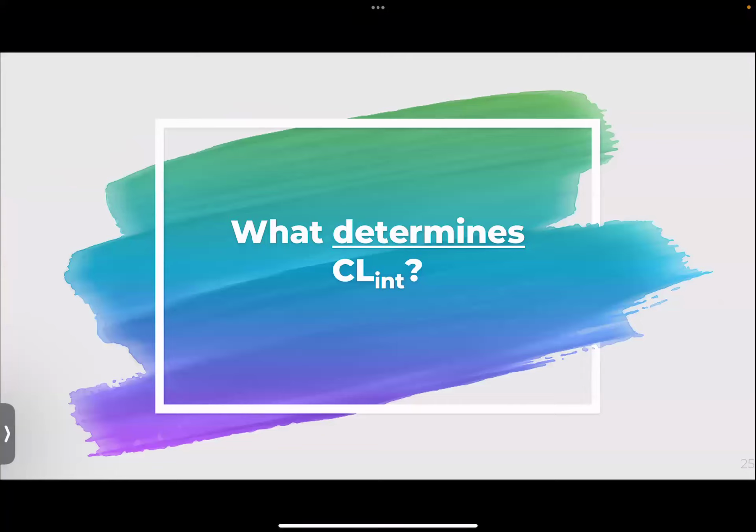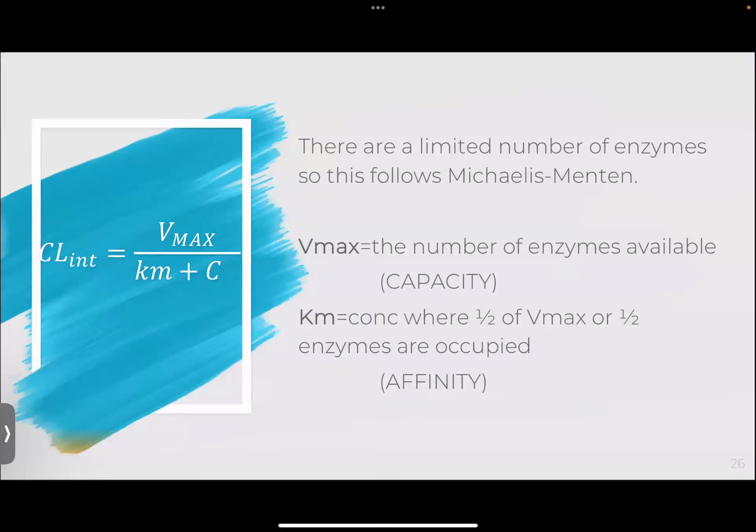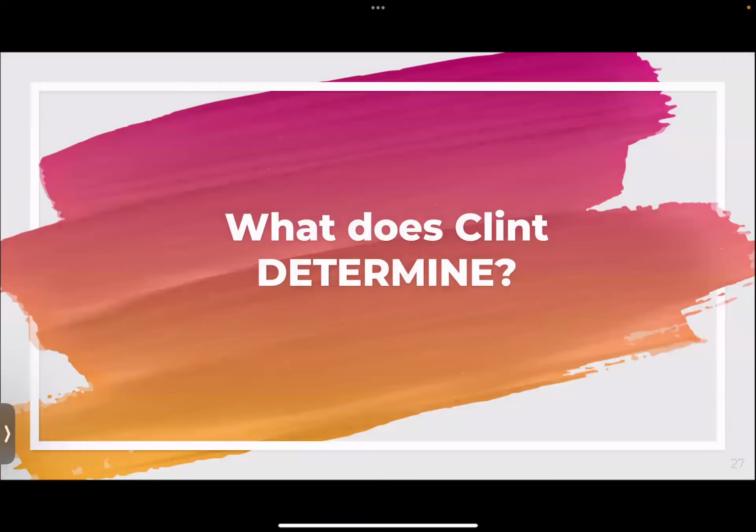What determines intrinsic clearance, digging deeper on that low extraction drug where it's intrinsic clearance and binding? Well, intrinsic clearance is determined by Vmax, or the number of enzymes, Km, the concentration where you've got half of those enzymes full, and concentration, another Michaelis-Menten situation, right? So we've got our capacity and our affinity. So the number of enzymes and the Km are what determines your intrinsic clearance.